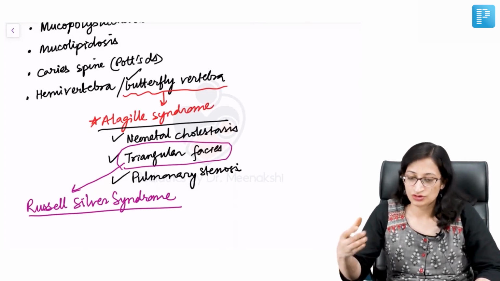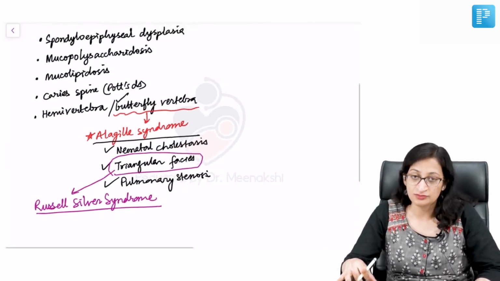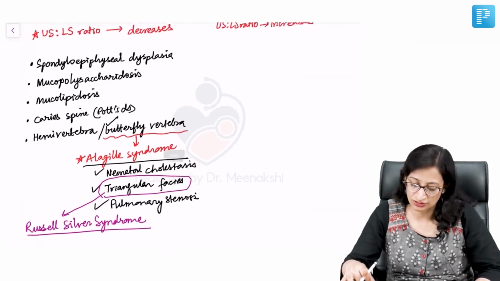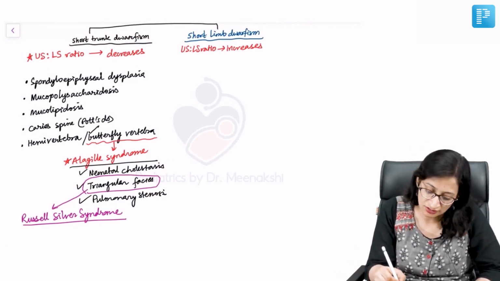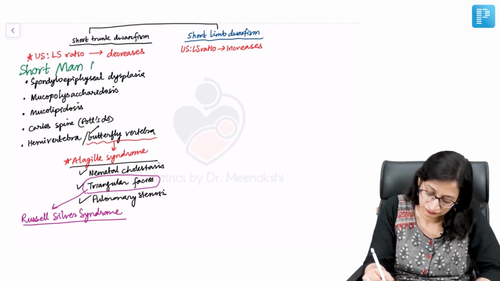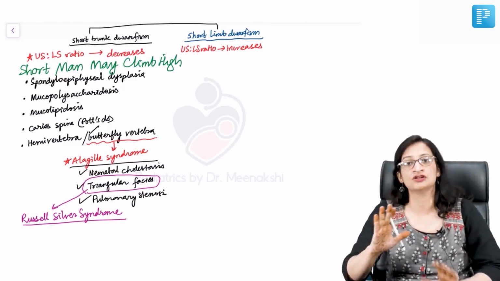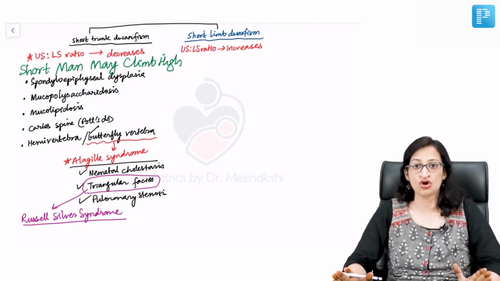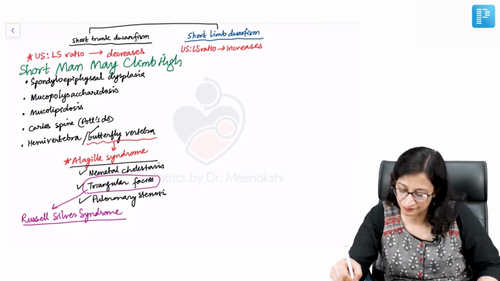So these are some important causes of short trunk dwarfism, which we can remember by a mnemonic. Let's see what the mnemonic for short trunk dwarfism is. It is: short man may climb high. Short man may climb high. So you should never underestimate anyone, including yourself. Short man may climb high is the mnemonic here, and let us see how it works.